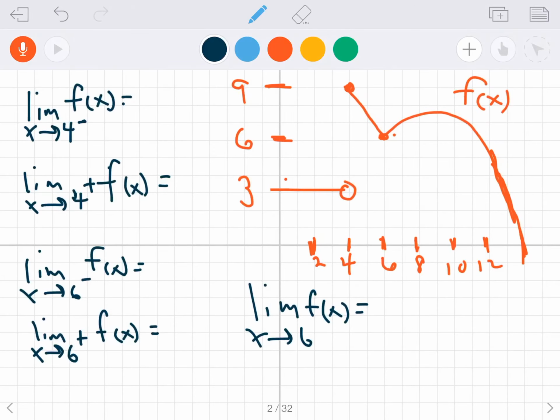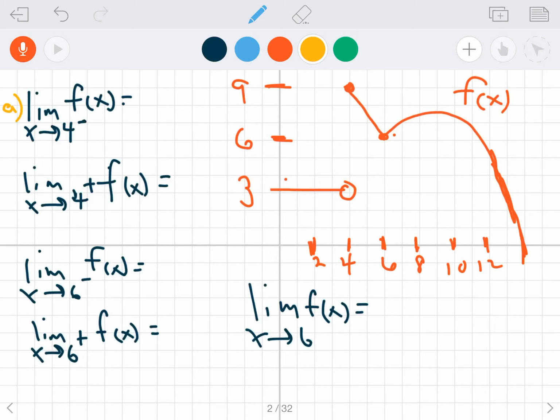All right, so here we have a limit problem, and we have a graph, and the graph is defined as f of x. And we want to know what is the limit as we approach various numbers. So the very first one we have is, what is the limit of the function as you approach 4 from the left?